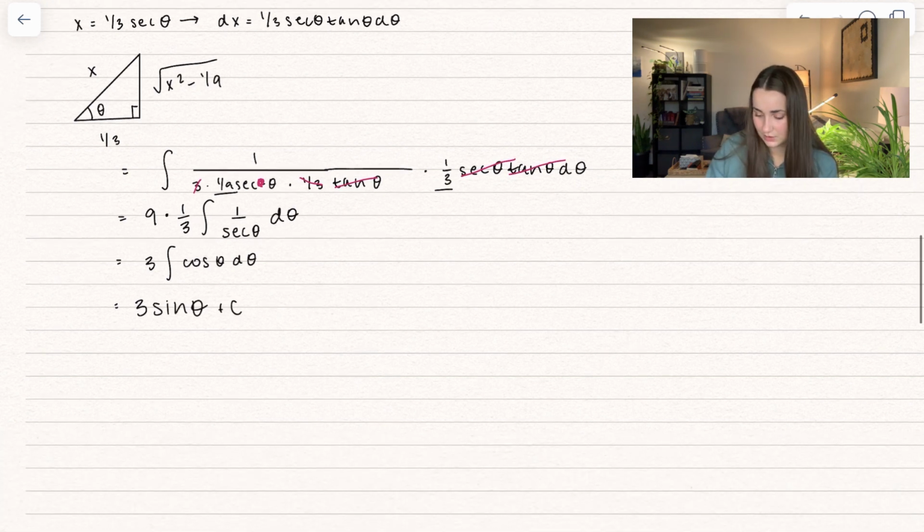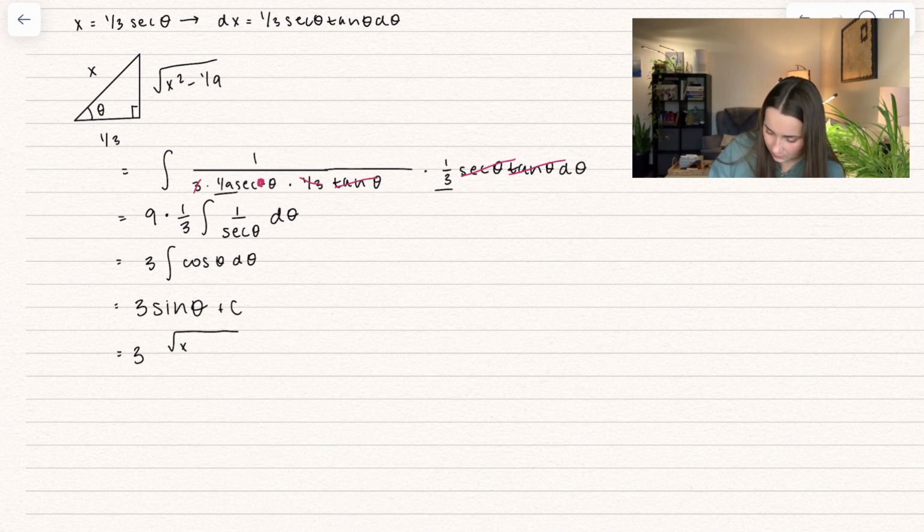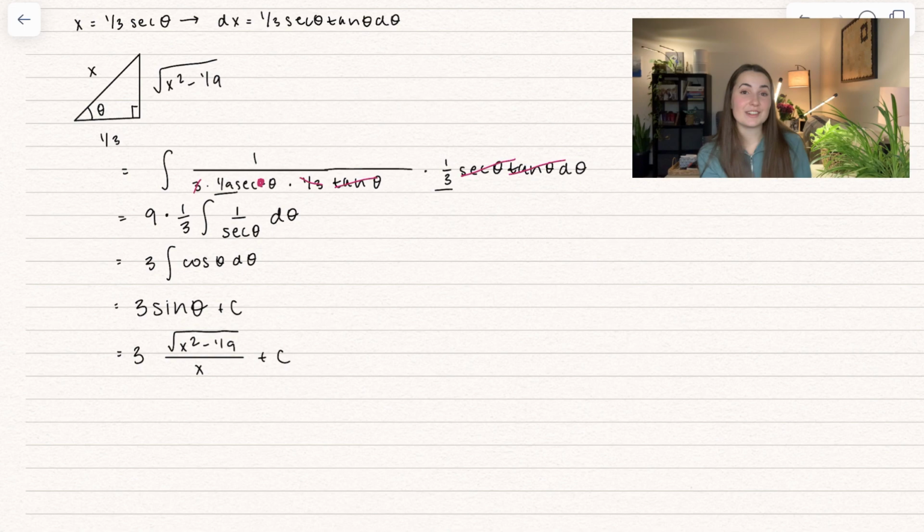And then this is where we're going to use our triangle to plug that back in. So sine is going to be opposite, so square root of x squared minus 1/9 divided by the hypotenuse, which is x, plus some constant c. And that right there is our solution.